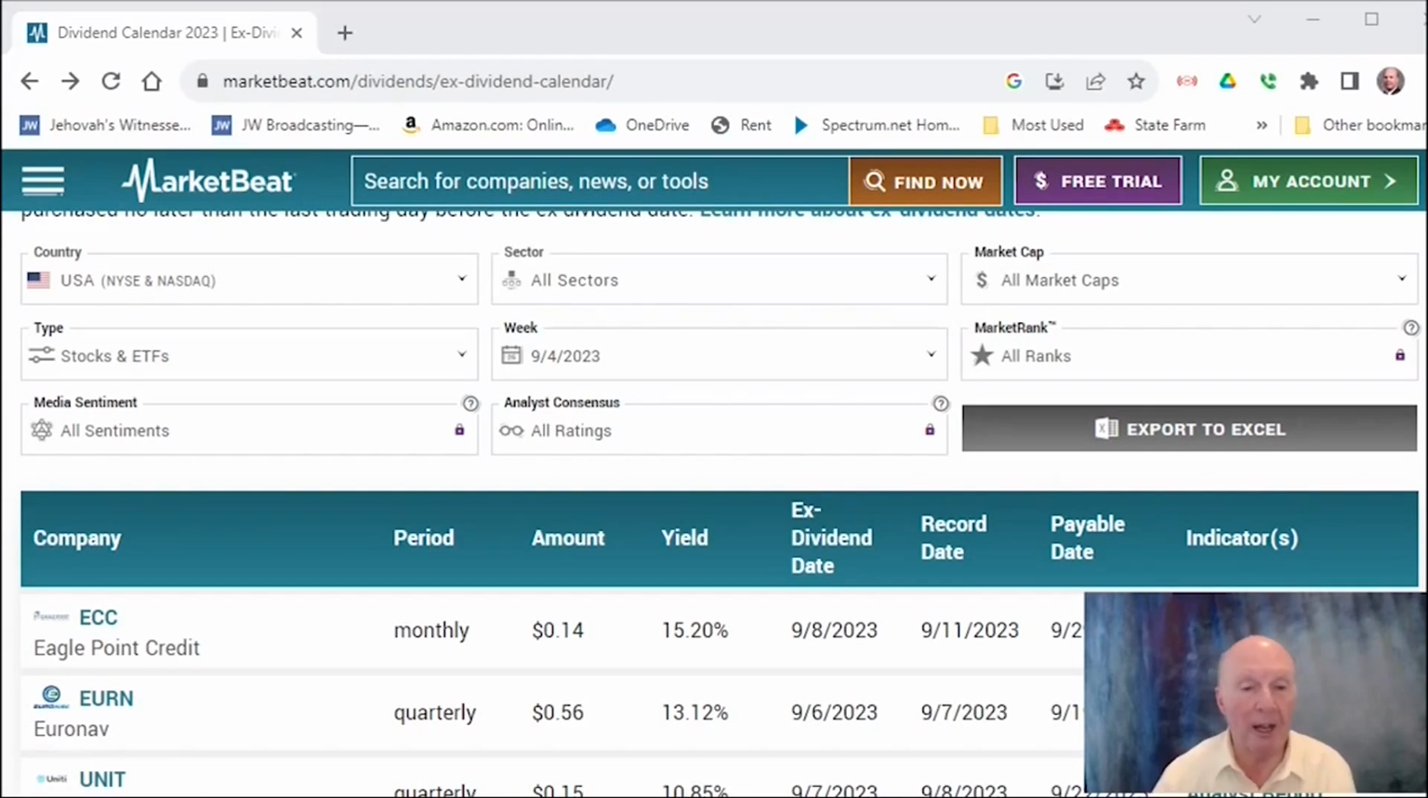If they ever quit paying that special dividend, that 2 cents, then I may have to evaluate whether I want to keep ECC or whether I want to move my money over into one that pays a higher dividend. But so far, for the last few months, they've been paying that extra 2 cents per share. So as long as they keep doing that, I'll just keep my money there. So anyway, this is a nice tool, MarketBeat.